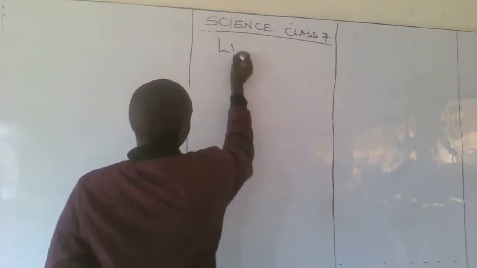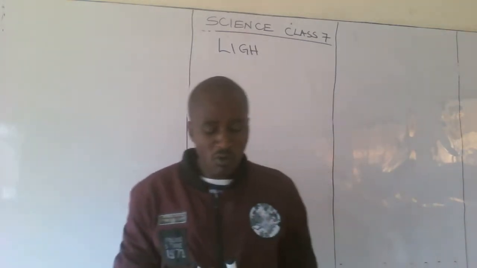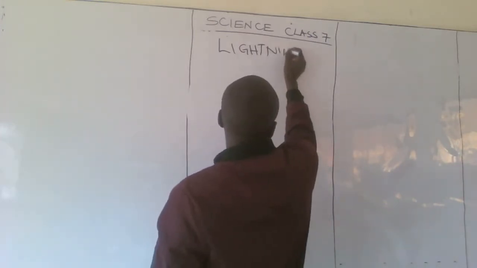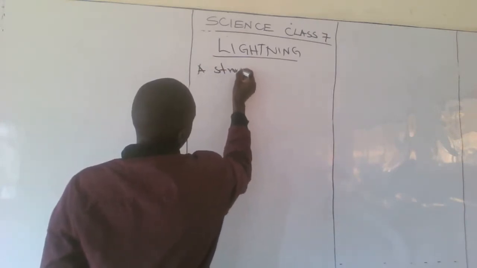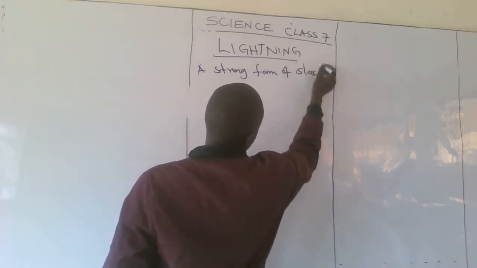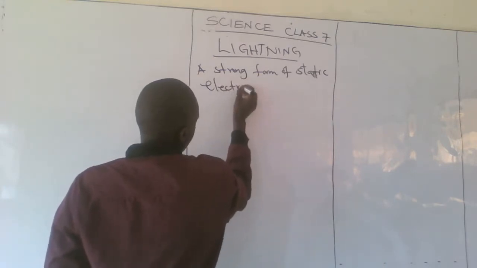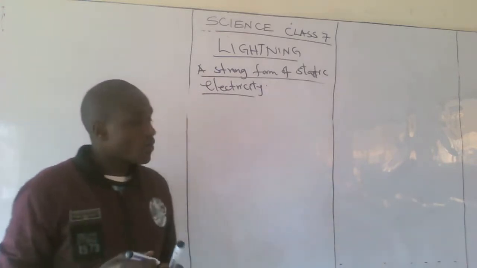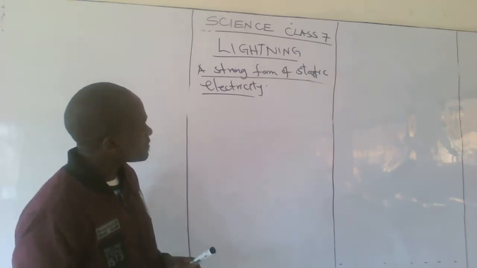Lightning is a strong form of static electricity. And how does it happen?